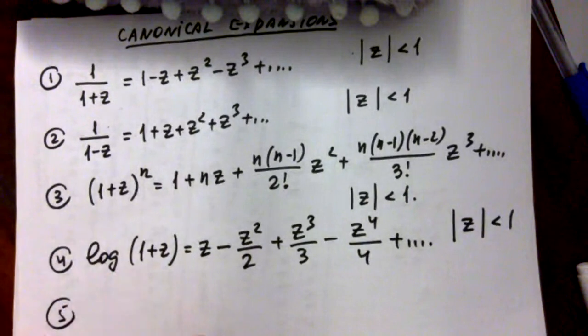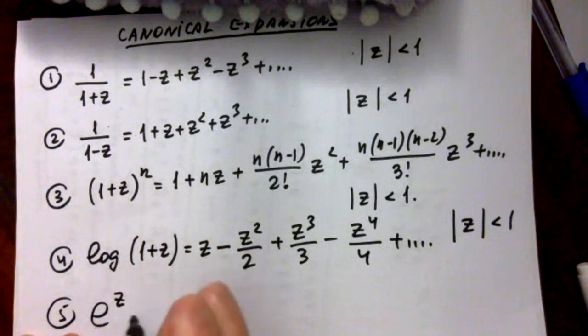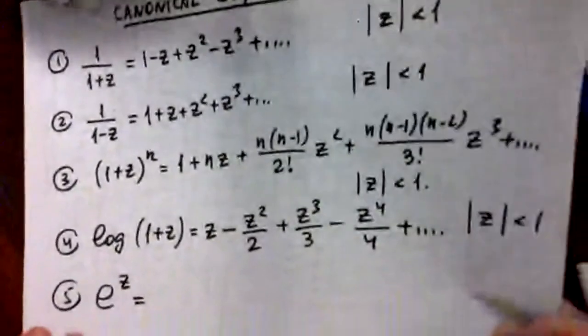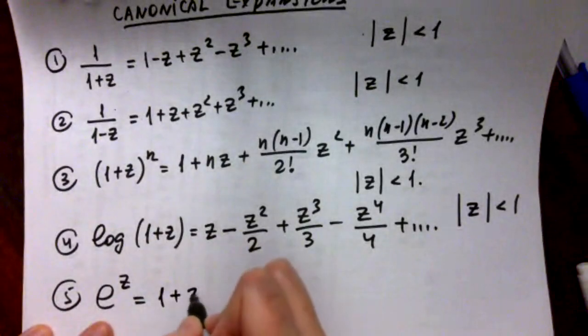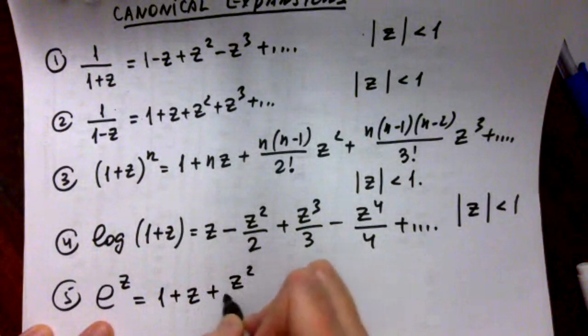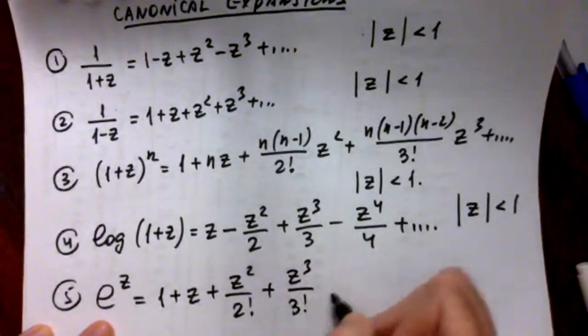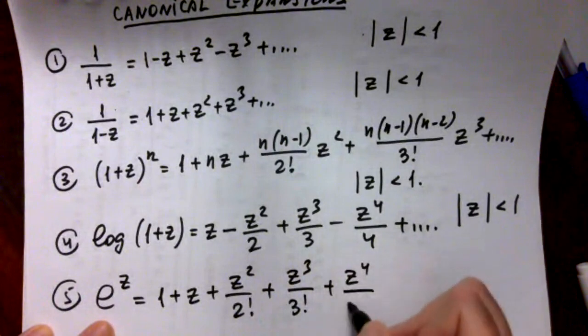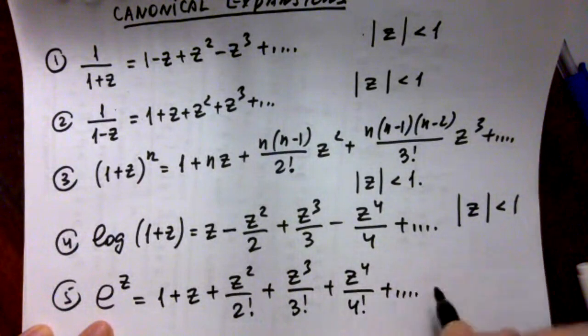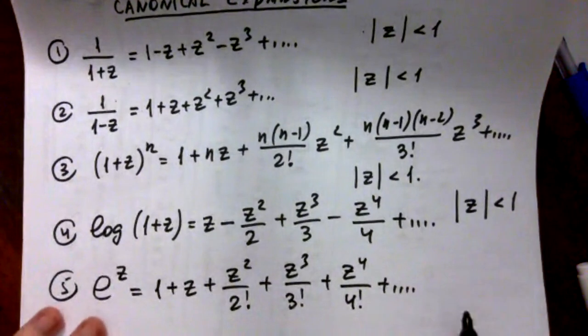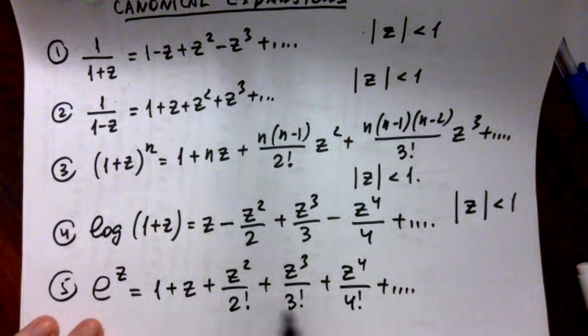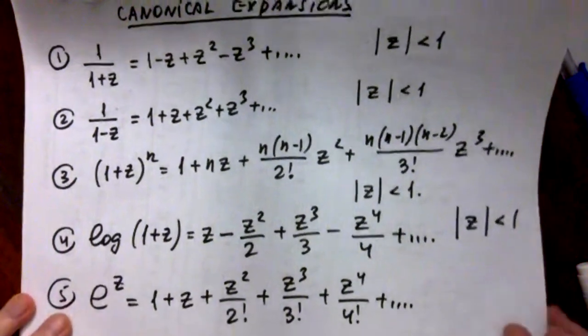Okay, let's move to number 5. Number 5 is the super famous exponent. Exponent has this expansion: 1 plus z plus z squared divided by 2 factorial plus z cubed divided by 3 factorial plus z to the power 4 divided by 4 factorial plus so on. And the region of convergence is the whole complex plane. It could be used for any z, no limitations at all. Well, this is quite good news. Okay, but it's only half of the list, unfortunately.